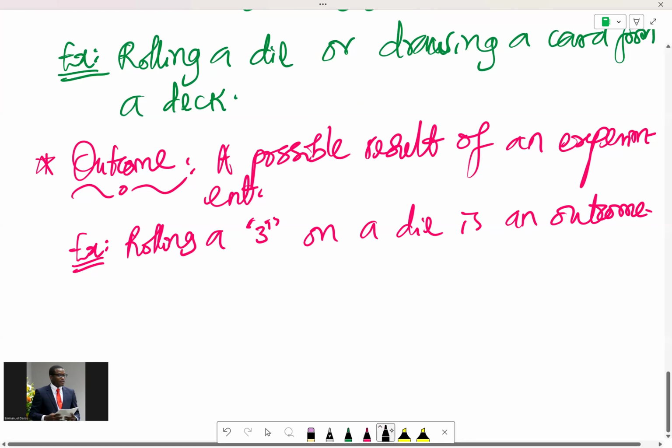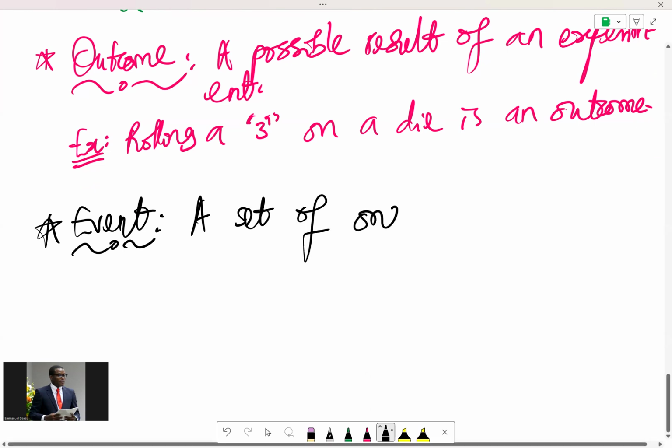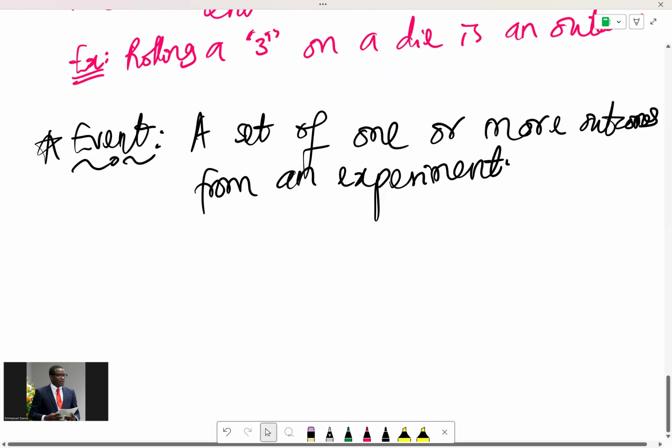Then that takes us to the idea of event. We've talked about experiment, and now we've talked about outcome. Let's go now to event. So what is an event? An event is simply a set of one or more outcomes from an experiment. You can say everything is linked with the experiment. So an event is a set of one or more outcomes from an experiment.